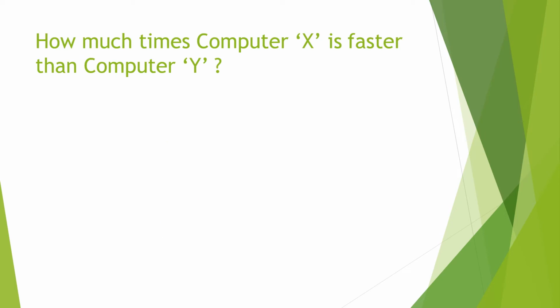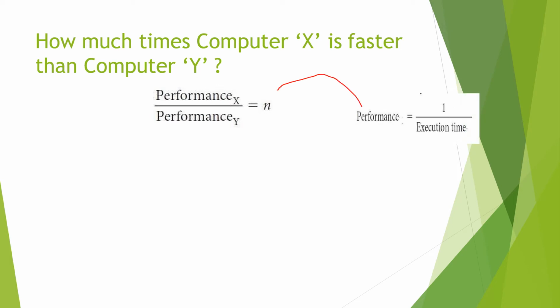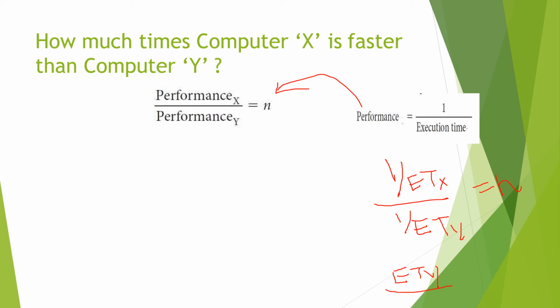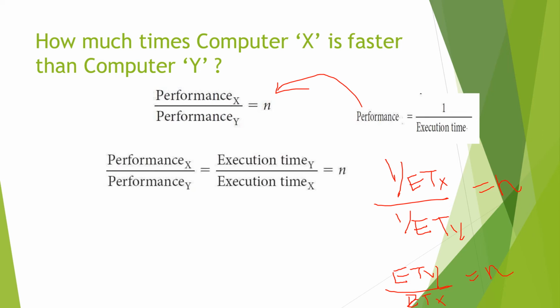Next, we are going to calculate how many times computer X is faster than computer Y. It is given by the formula: performance of X divided by performance of Y is equal to N. So N tells you the number of times computer X is faster than computer Y. We know the performance equation: performance is equal to 1 divided by execution time. Substituting in the given equation, 1 divided by execution time of X divided by 1 divided by execution time of Y is equal to N. So the final equation is execution time of Y divided by execution time of X is equal to N. So we have a formula to calculate how many times computer X is faster than computer Y.